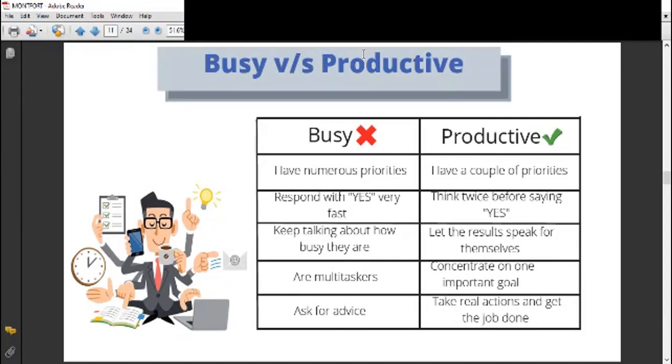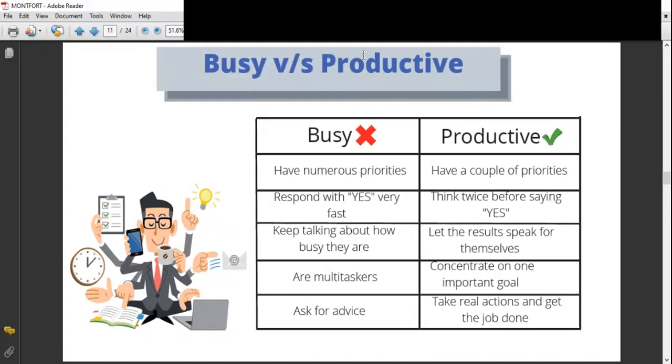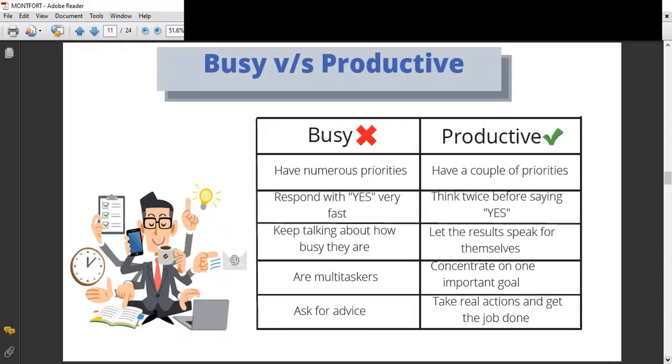They know where to take advice, and beforehand only they will take the advice and start doing the work. So take real actions and get the job done. At the end of the day, a productive person is the one who accomplishes the work. But a busy person is messed up the full day, and at the end of the day, they can't accomplish anything. So it's better to be productive rather than to be busy.